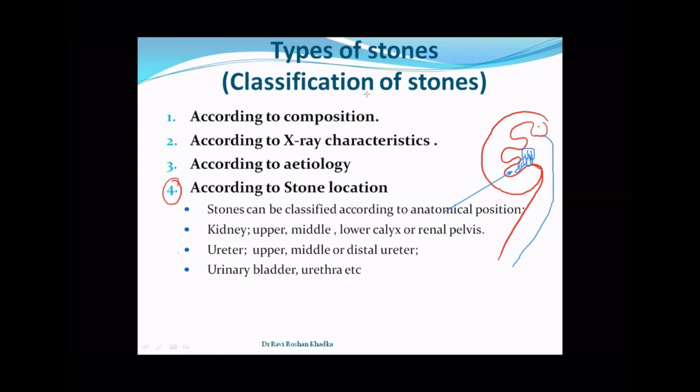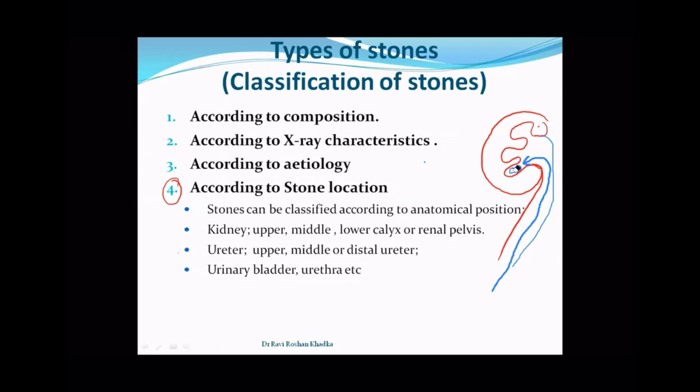Suppose the same thing here. The stone is there, and the stone is not big. Suppose it is hardly 1 centimeter, lying at the lower calyx. Being a small stone lying at the lower calyx, what we can plan is ESWL, that is, we can apply the shockwave from the external point, break the stone, and bring it out. Or we can go through the ureter and break the stone with a laser, known as RIRS. So see, the location is important. Okay?